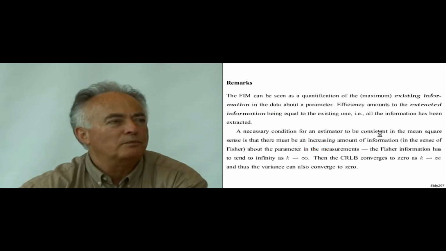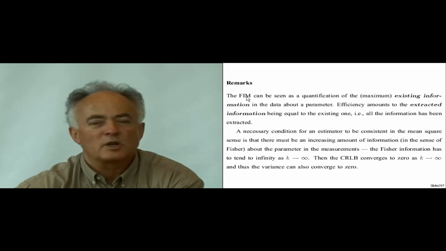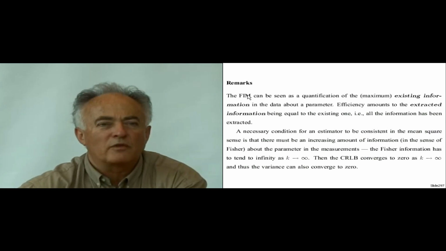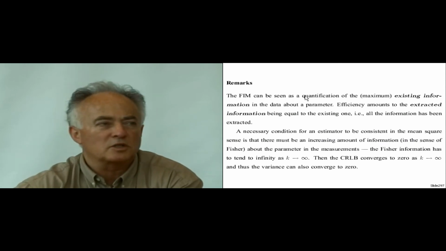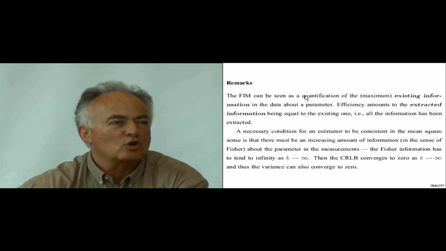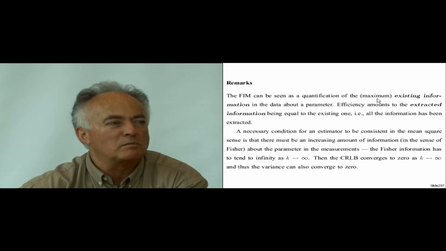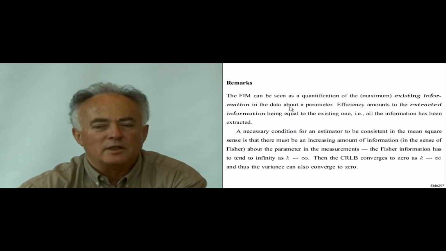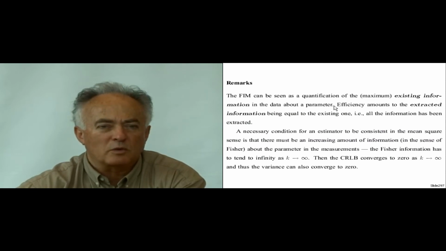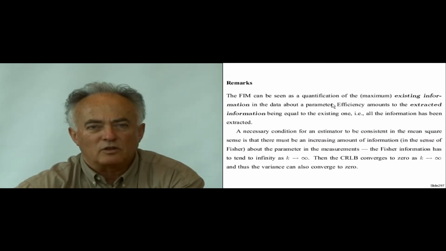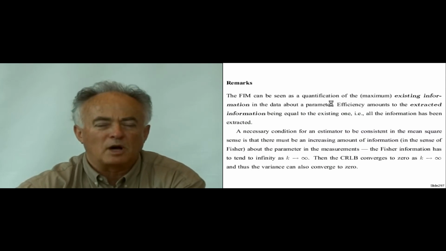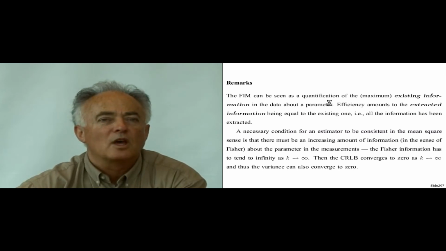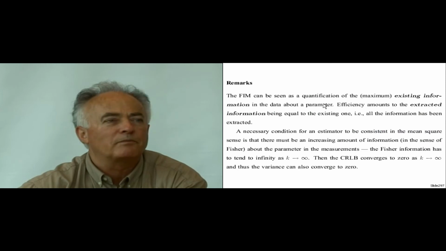A couple of remarks. You can look at the Fisher information matrix, which gives the lower bound on the covariance matrix or the variance of your estimator, as a quantification of the maximum existing information in the data about the parameter. This is a consequence of the likelihood function, and the resulting expression from the bound that we have seen, the expected value of the partial derivatives, or gradient, indicates how much information is in the data about the parameter.